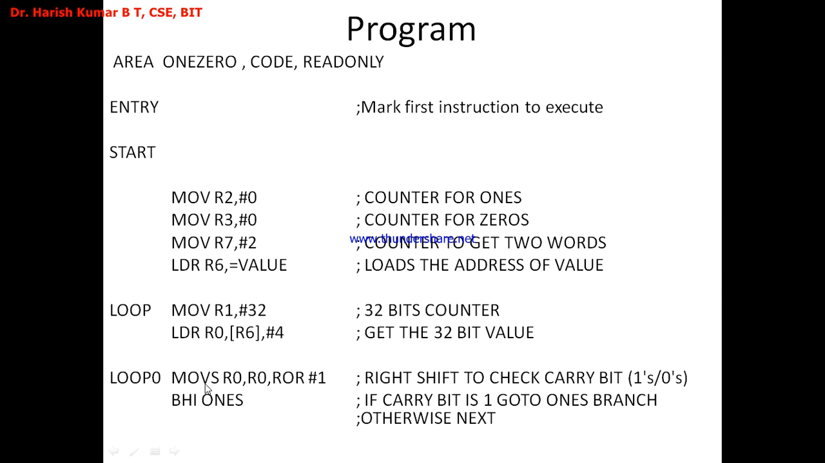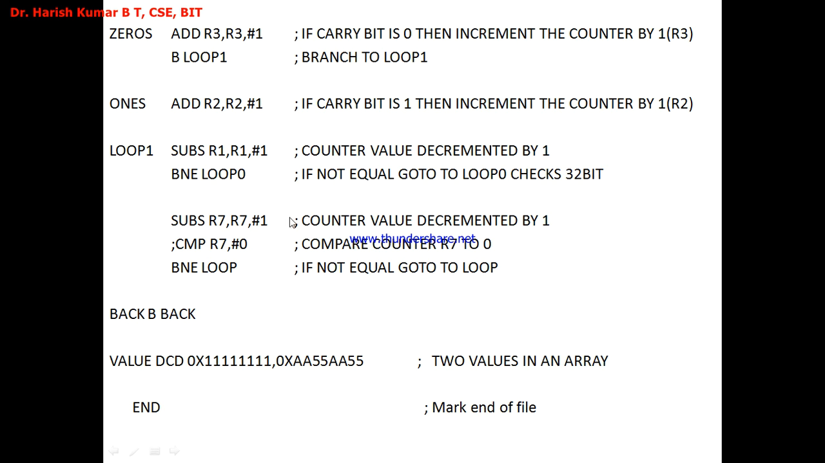Now after that, since you can observe in move yes, it affects all the conditional flags, and it is going to affect the carry flag. Carry flag will be changed to 1 if, when we rotate, the bit 1 goes to the carry flag. Now the 1 goes to the carry flag, BHI checks whether the carry flag is high. Now it is true, it branches to ones.